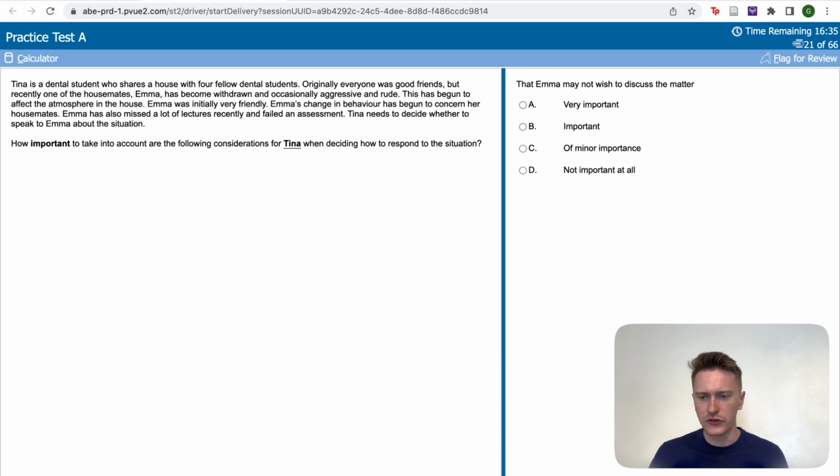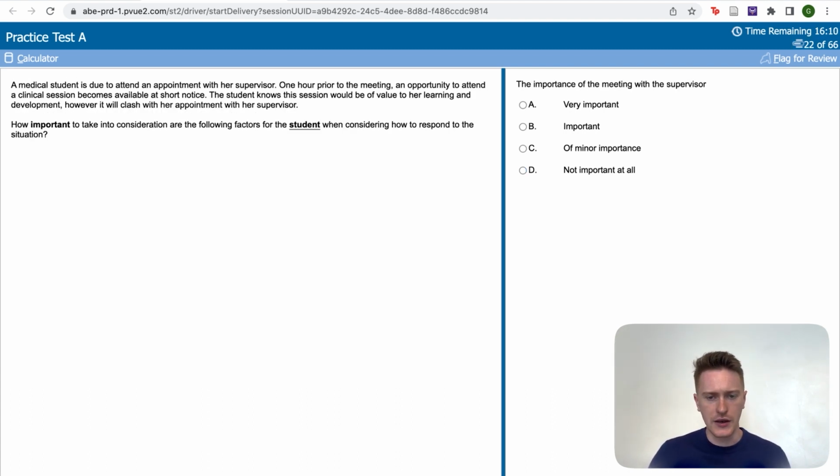That Emma may not wish to discuss the matter. That is definitely not important at all. If you've got a housemate that's being a right pain, and you've got a problem, you need to address the problem. With the situational judgment test, it's all about addressing problems. If you're not addressing the problem because Emma may not wish to discuss it, it doesn't matter whether you're looking out for Emma's feelings or not, you're just skirting around the problem. It's not important at all, therefore.